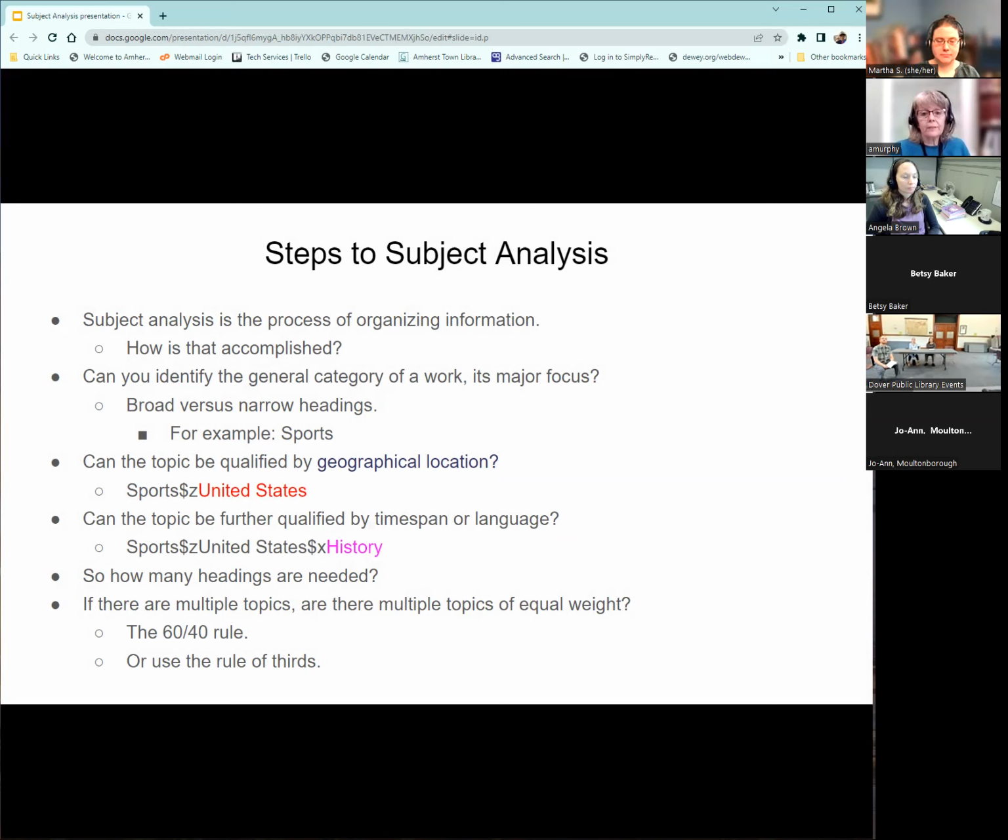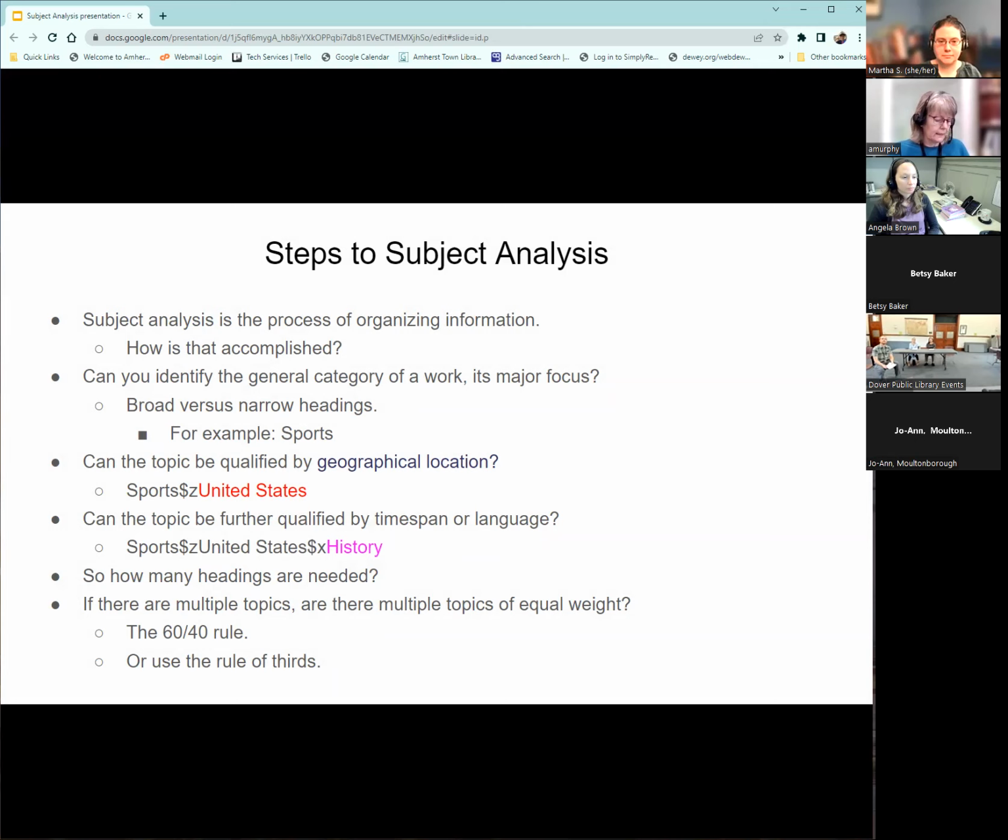Can you identify, for example, a general category of a work, its major focus? Well, this is a good time to ask yourself maybe some questions about the content. For example, what is being discussed, where is the topic being discussed, and when? Broad and narrow headings play into this a little bit. So what are those broad and narrow headings?